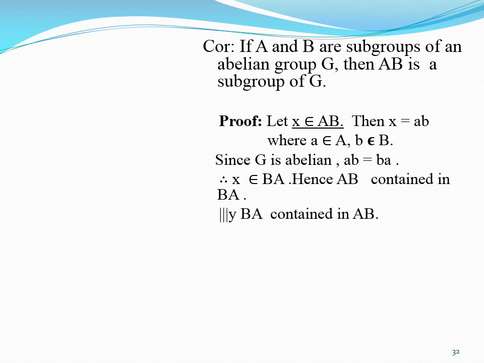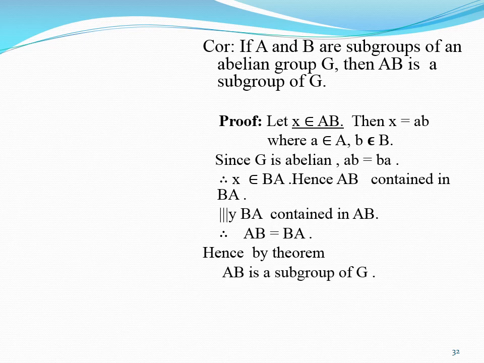Similarly, BA is contained in AB. Therefore, AB equals BA. Hence, by the theorem, AB is a subgroup of G.